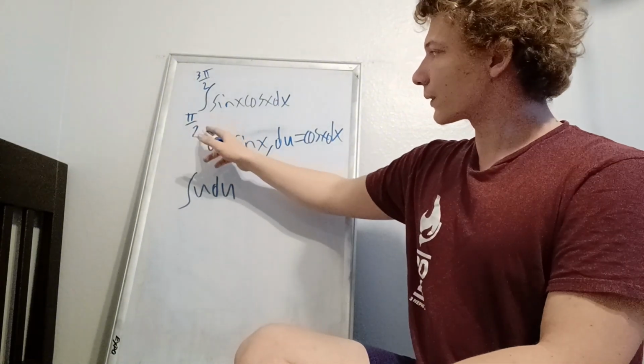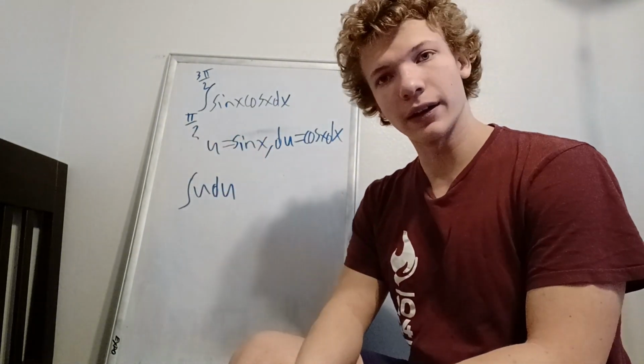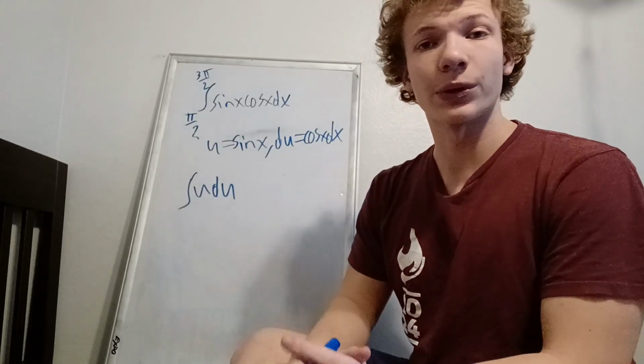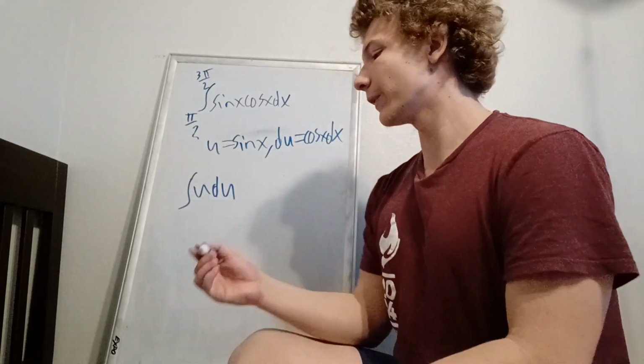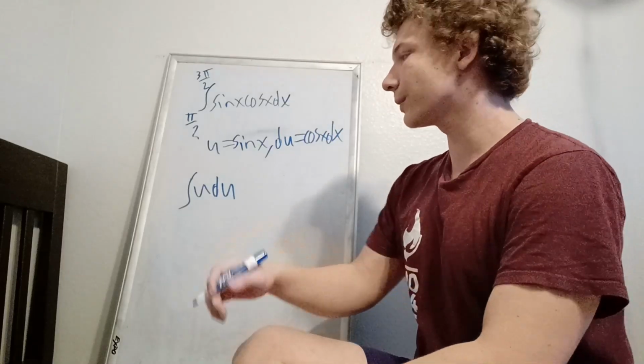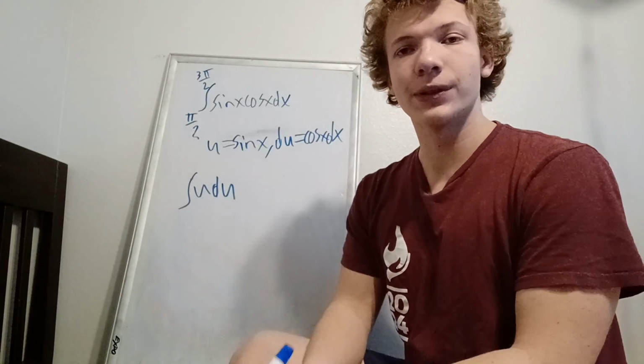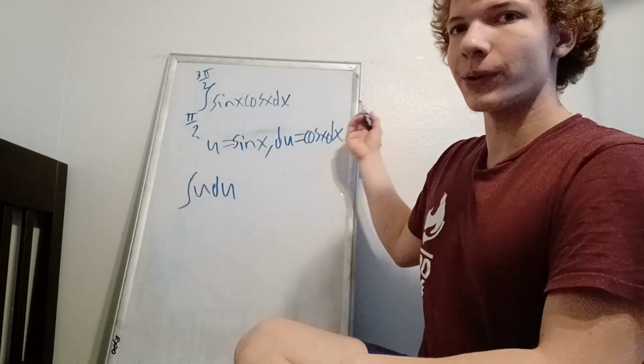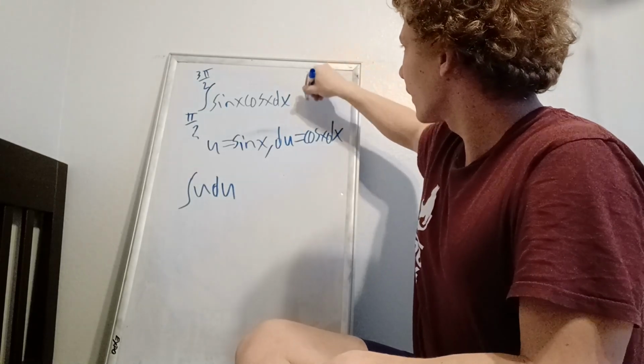If x is pi over 2, u is equal to sine of pi over 2. That's, of course, going to be positive 1. And then for 3 pi over 2, sine of 3 pi over 2 is going to be negative 1. And I'll show that on the unit circle really fast.